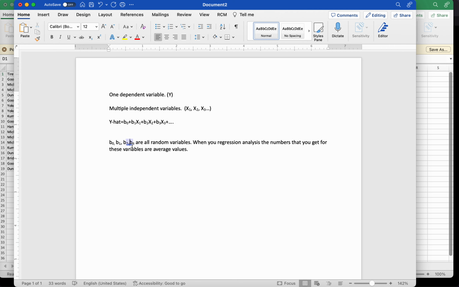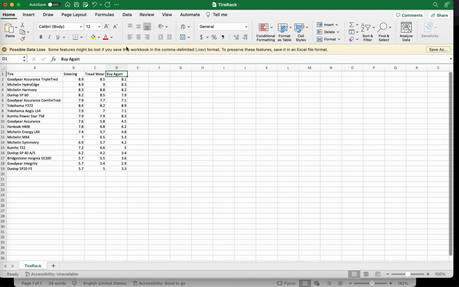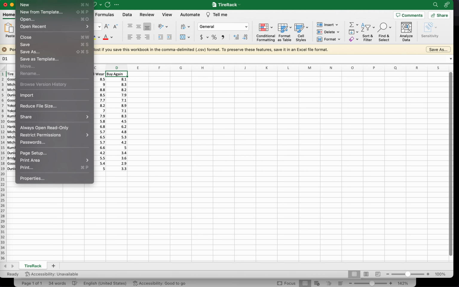Okay, apparently I need to put a space in between that. Okay, so let's run regression analysis. Let me save this file.